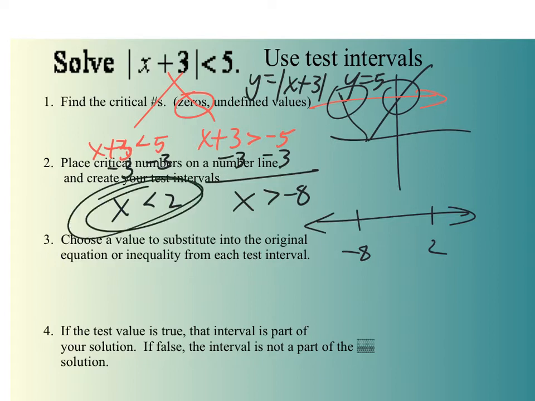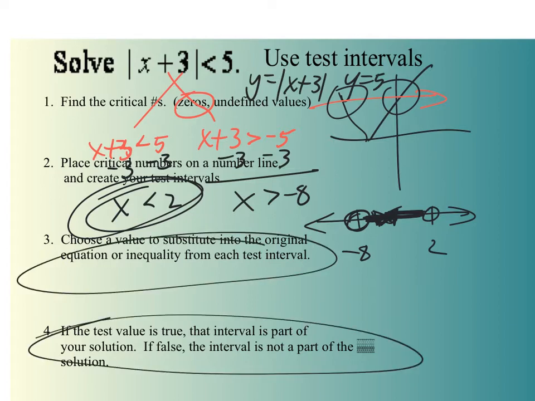Because look, it says less than 2. That's got to be this way. And it's got to be bigger than negative 8. That's got to be this way. Do you get what I'm saying? I can tell it's between them. Now, there is some value to this testing intervals thing, but we're going to use it to check our answer.